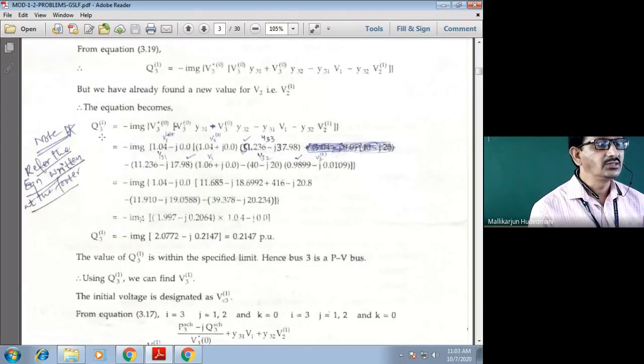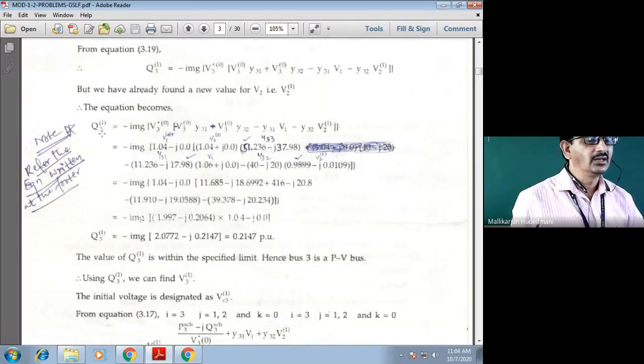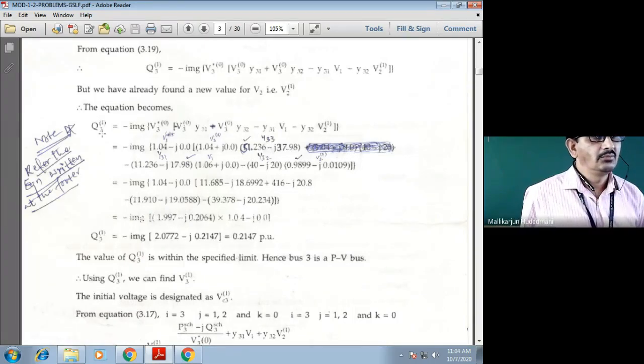What is this equation? What is Q3 for you? Reactive power. Where is it available? At bus 3. What is the complex power at bus 3? S3. What is S3 for you? P3 plus jQ3. If I take the conjugate of S3, what will it refer to?